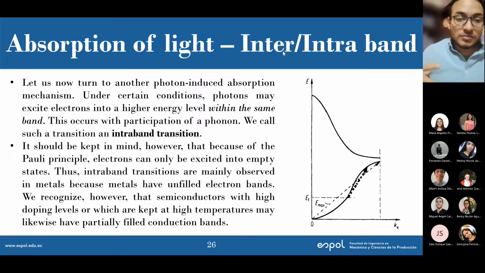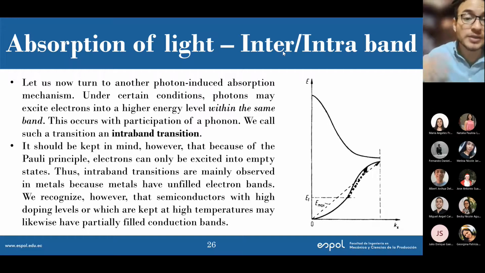Obviously, if you're an electron, you can only be excited to a higher energy level in that same band as long as you have empty states. Otherwise, that transition is not going to be possible, right? And that's why this type of intraband transition usually happens only in metals, because metals are the ones that have unfilled electron bands. Remember, insulators and semiconductors usually have full electron bands, so there's no space for electrons. But metals usually have unfilled electron bands, and that's why these intraband transitions may occur.